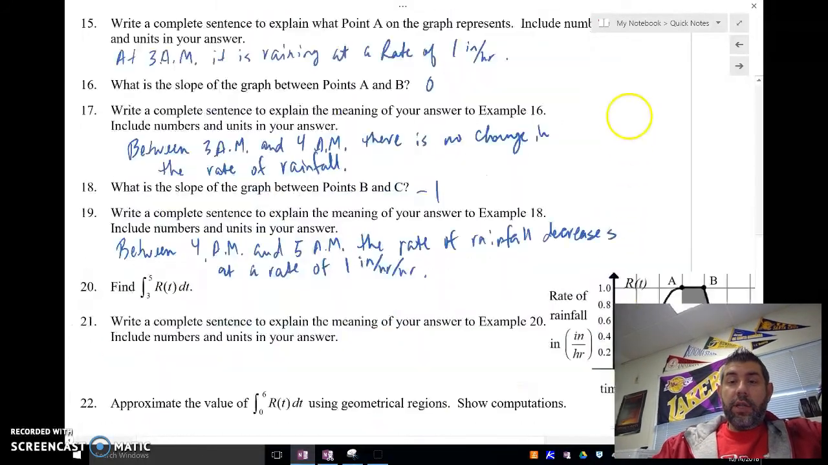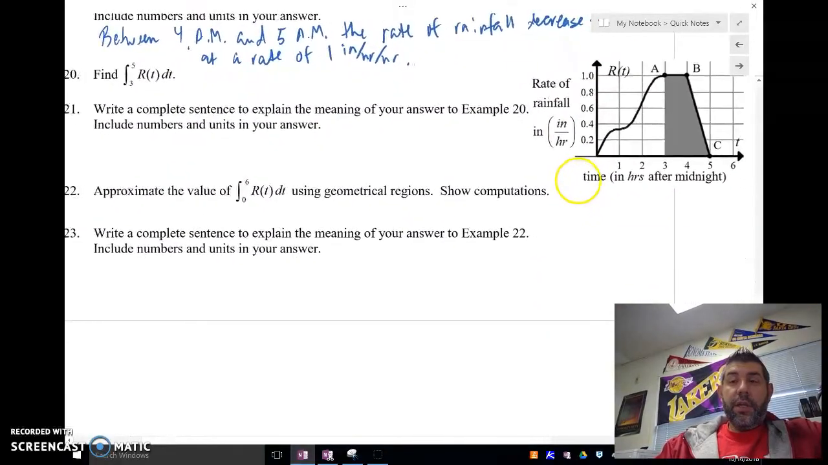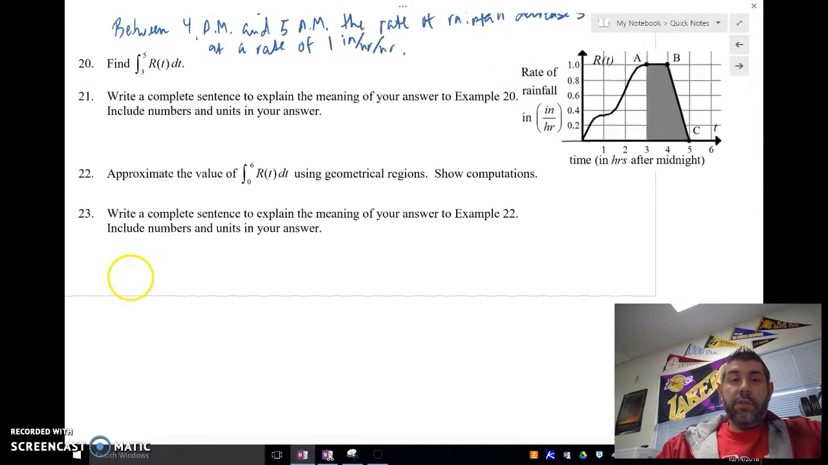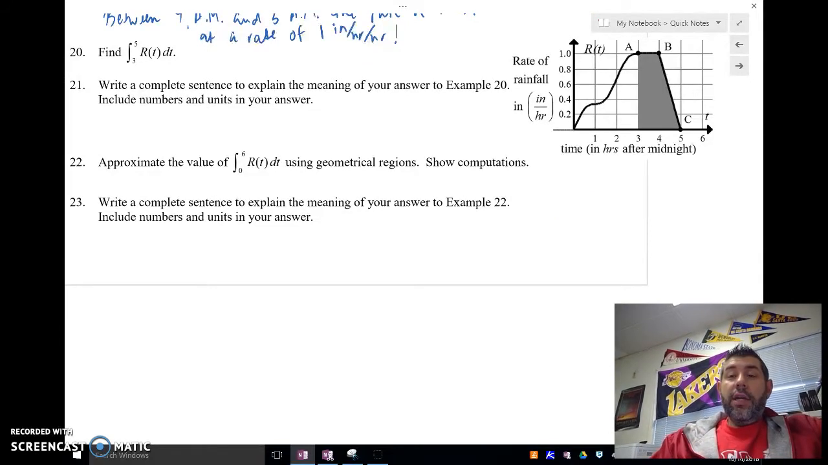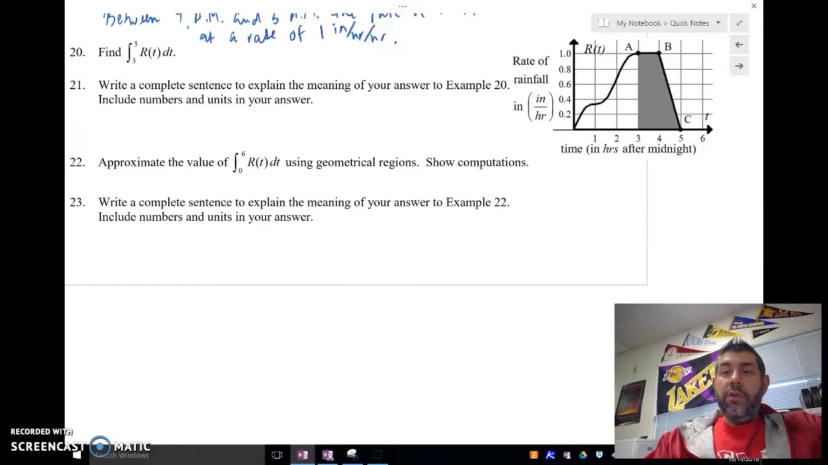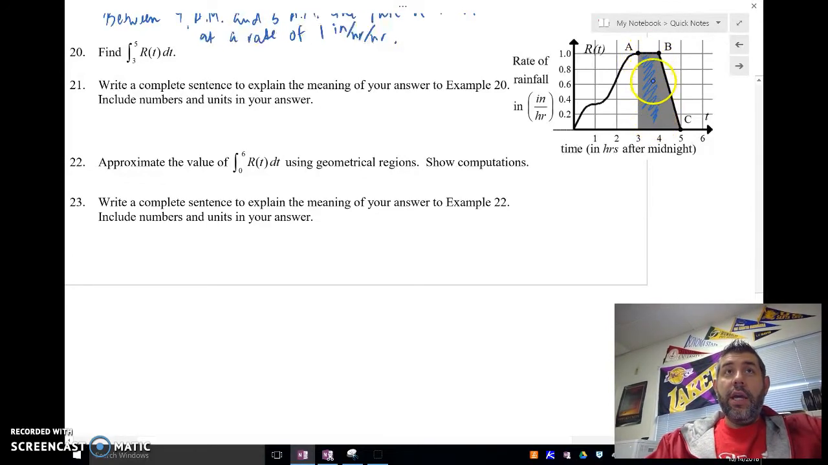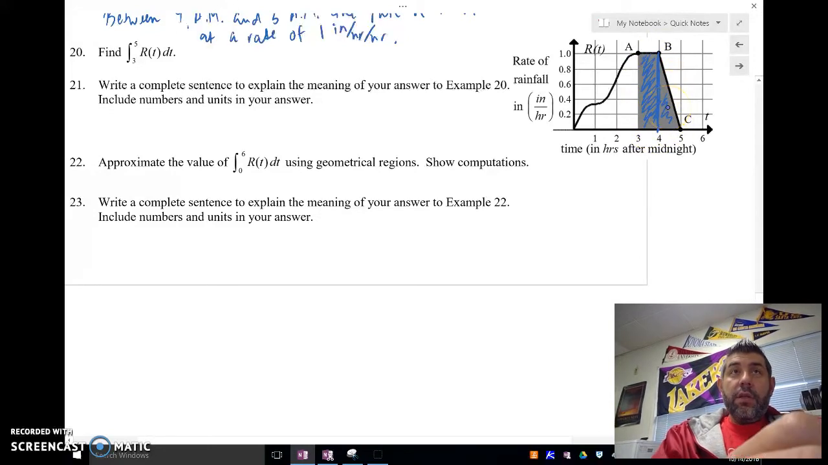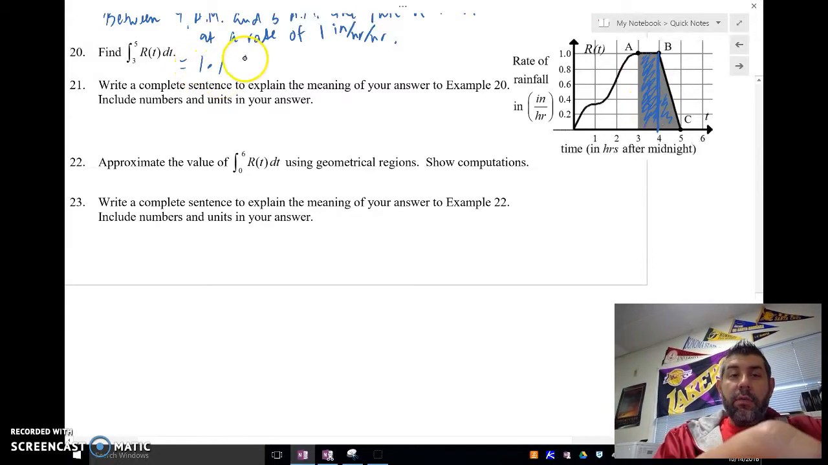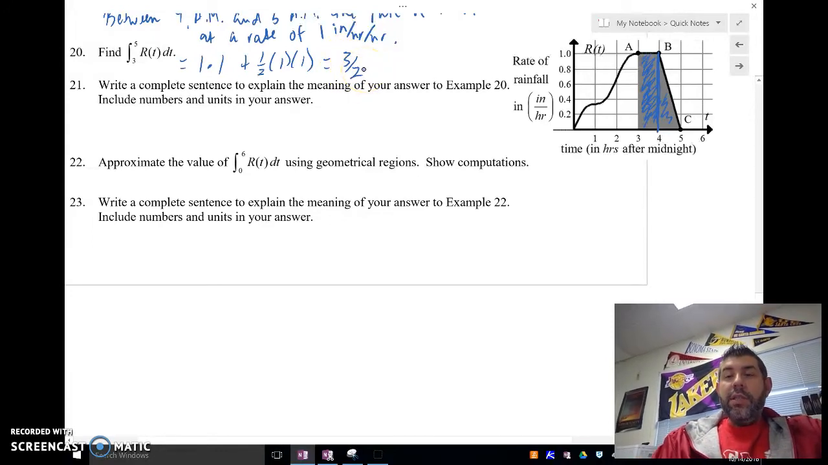Okay, so let's take a look now at some other questions here. I drew the graph again so we can see it. Now we're finding the integral from 3 to 5, which is the area under this graph. I'll cut this like this and find this area and the triangle. The area is 1 times 1, which is this area here, plus 1/2 times 1 times 1, which gives me 3/2. So what does that mean in context now?